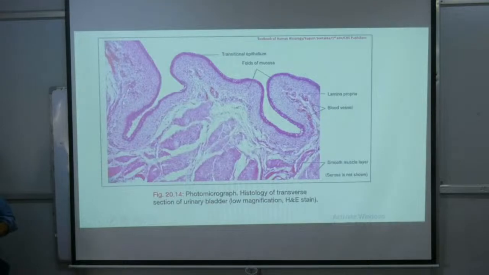This is how it should look whenever you are looking at the urinary bladder as far as microanatomy is concerned. So this is a real picture. This is how we are seeing it here. This is the lumen side of the urinary bladder. This is the muscular side.